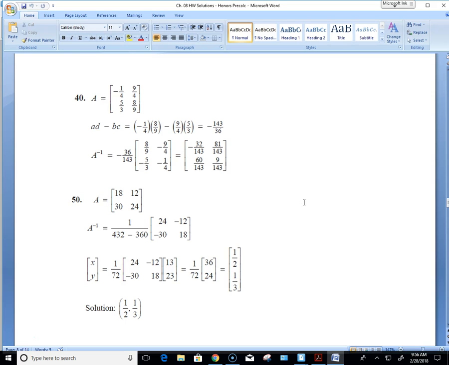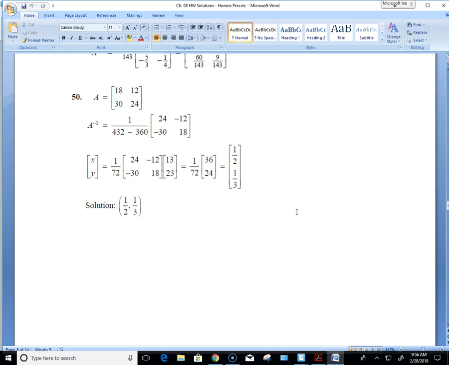Number 50. Find the inverse function. Since it's a 2 by 2, they say, cool, use the shortcut, no big deal. Once you have the shortcut, multiply that inverse by the constants, and you have the final solutions of 1/2, 1/3. I know number 50, you could have used substitution, elimination, row echelon form, reduced row echelon form, but we were just showing you can also use inverse matrices. Find the inverse, multiply by the constants, done.